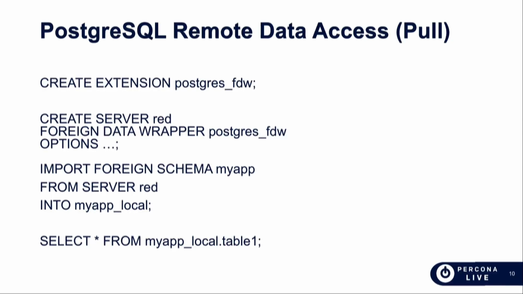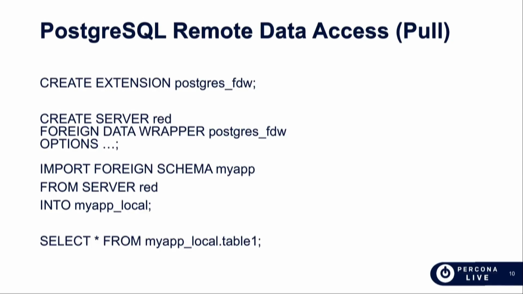And what that's going to do is copy all of the table definitions from that remote server and bring them back to the local server. So if you've got 200 tables on that remote server, it will copy all of those 200 tables into a particular schema on your server. Now, it doesn't copy the data, it copies the metadata, okay?